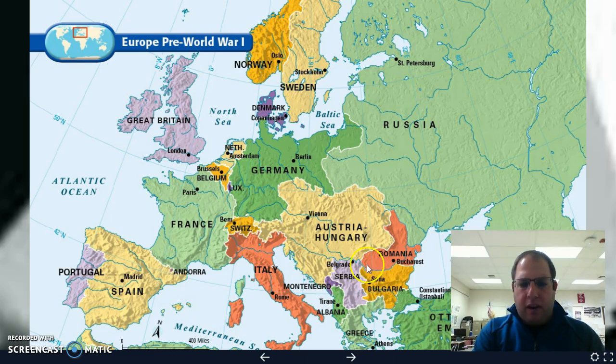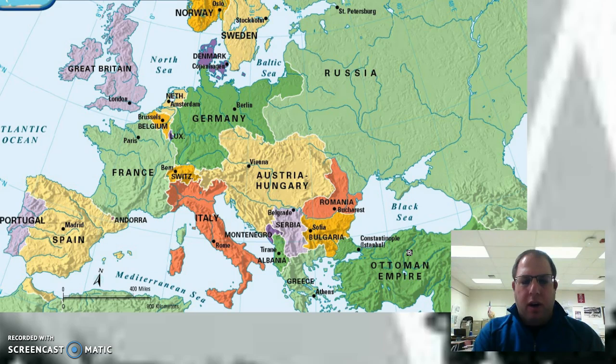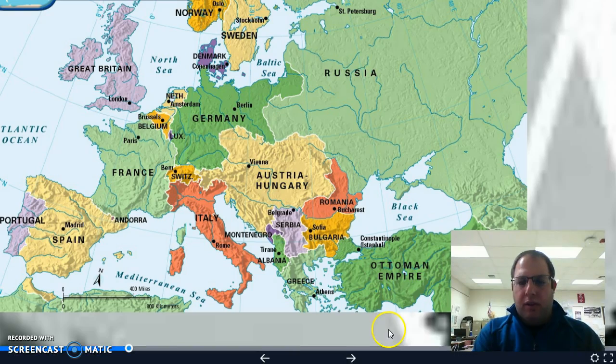This is the area down here where the war is really going to get started and become a major issue. And of course, you have the Ottomans down to the southeast that want to still be a player on the grand stage, even though they are weakening. They are actually called the sick man of Europe, simply because they are not as strong as they had once been, and their empire is slowly minimizing.